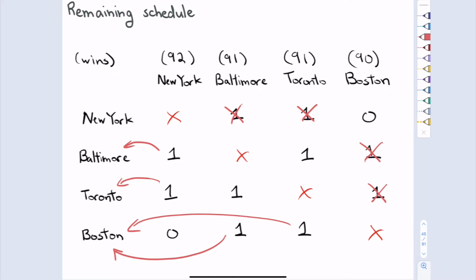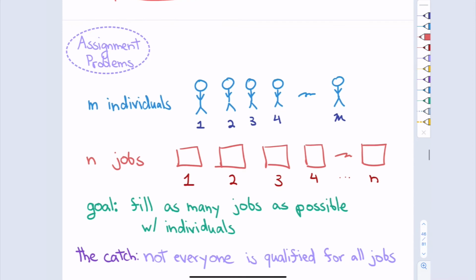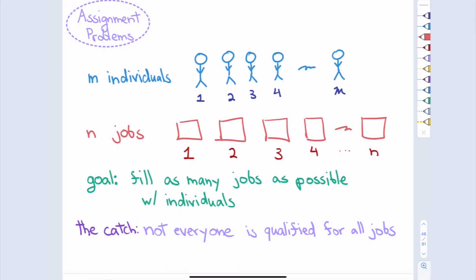Okay, and of course we want to automate this on a much larger version of the problem. More problems. Here's a standard one.